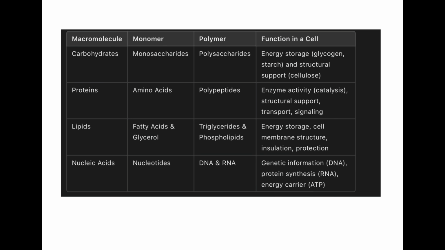The fourth macromolecule is nucleic acids. The monomer is nucleotides, the polymer is DNA and RNA, and the function in a cell is genetic information, protein synthesis, and energy carrier.